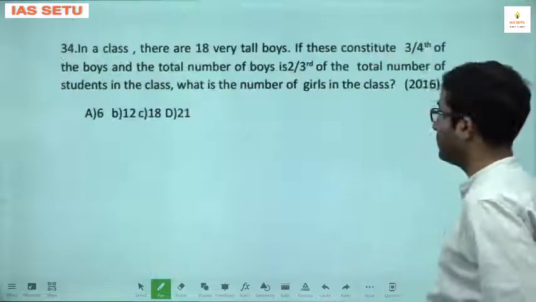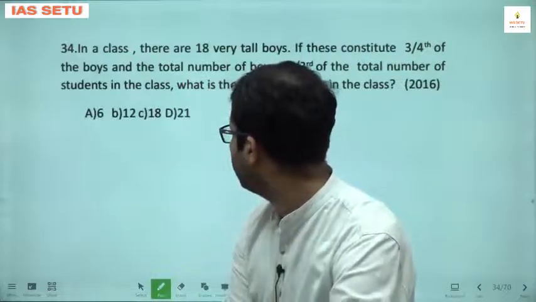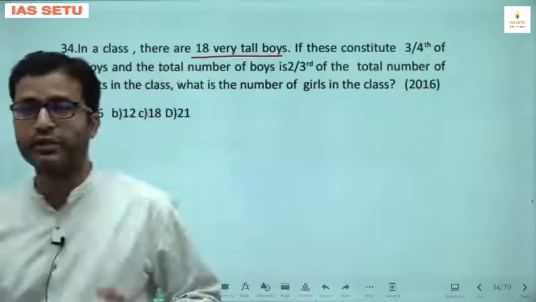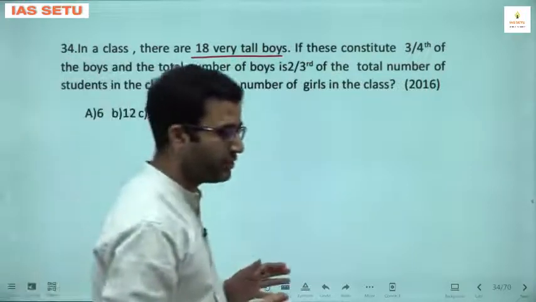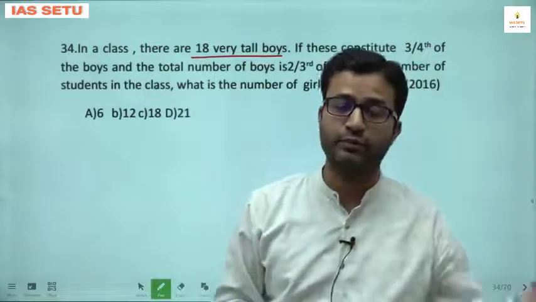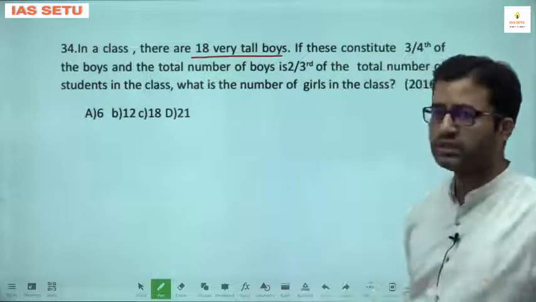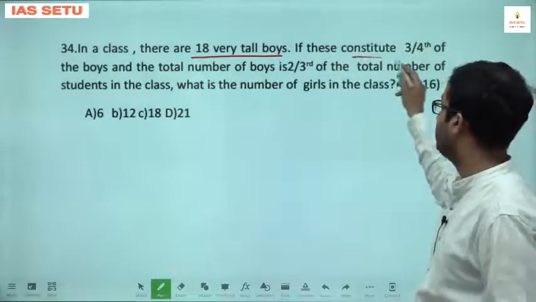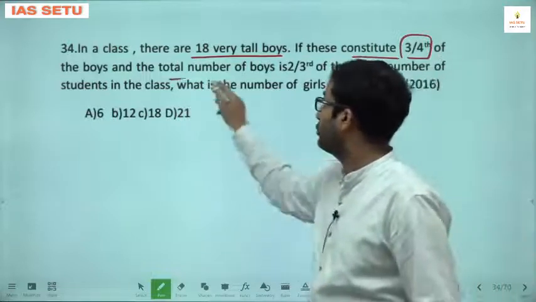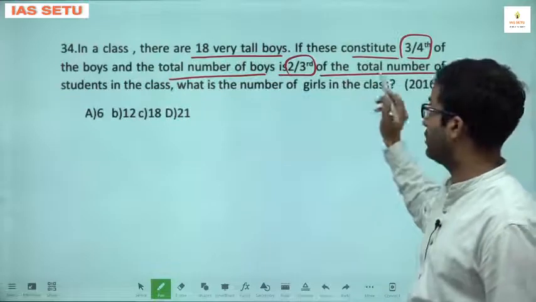Next is question number 34. In a class there are 18 very tall boys. Although there is some part of ratio, that's why I always take previous year questions after my course, after the classes, because we have the concept of number system, ratio and proportion. So in this, ratio and proportion is also used a little. If this constitutes 3/4 of the boys, the total number of boys is 2/3 of the total number of students in the class. What is the number of girls?